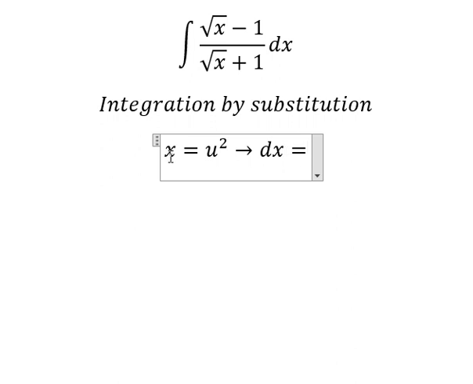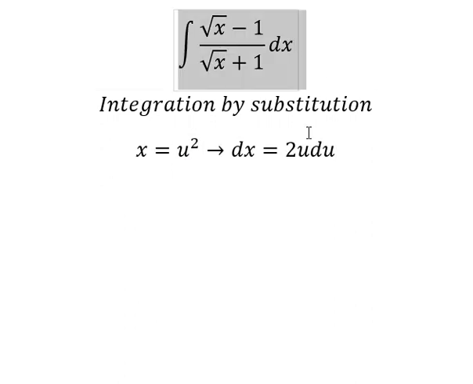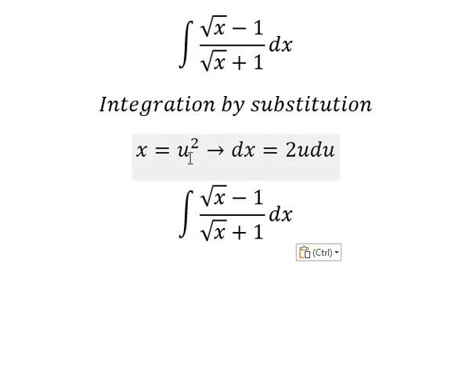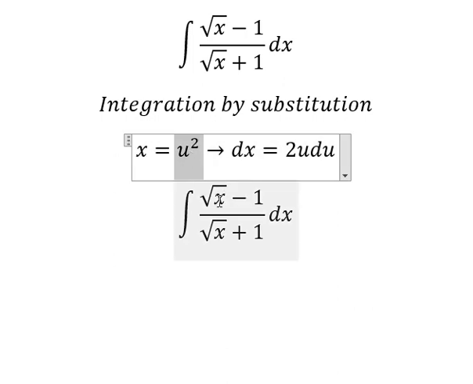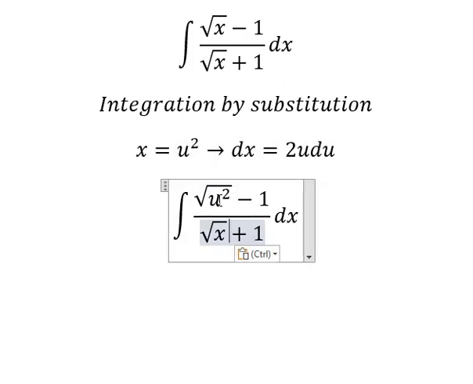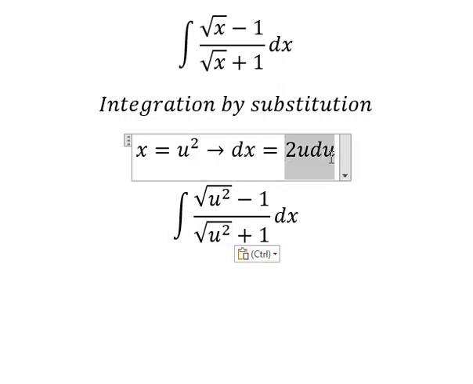Now we need to do the first derivative for both sides. The first derivative of u squared, we have 2u du. So this one, I will put in here and here. The x we change by this one.